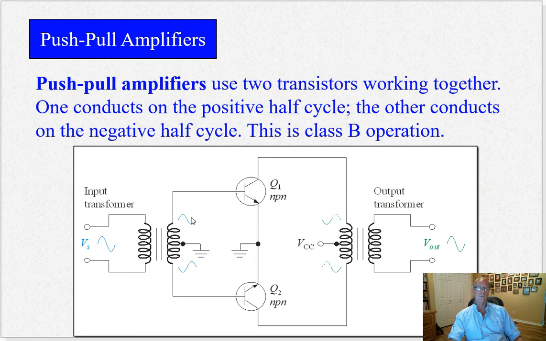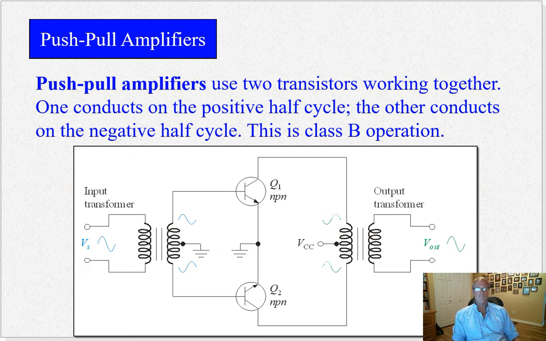Q1 handles the positive part of the cycle. Q2 handles the negative part of the cycle. During the negative part of the cycle, Q1 is completely shut off. During the positive part of the cycle, Q2 is completely shut off. So in other words, when there is no signal sitting at 0, both transistors are shut off. Well, that's great, because if they're both in cutoff, there's no current flowing through them, they're not getting hot. They're just sitting there. So this is much more efficient than a Class A.